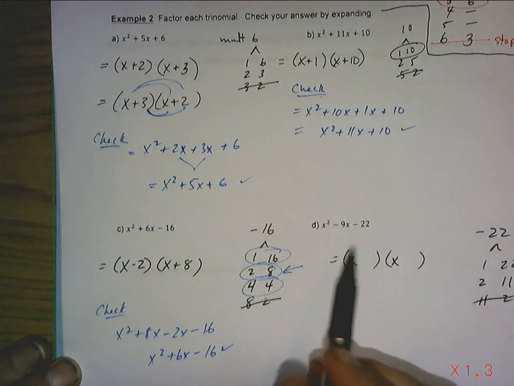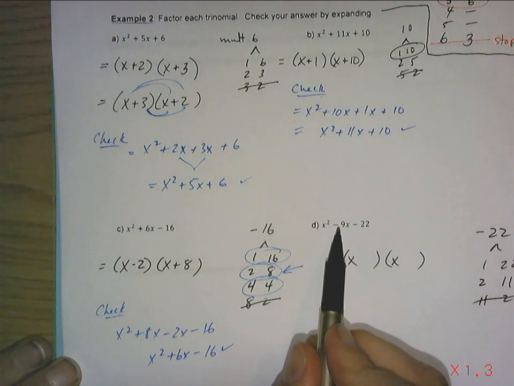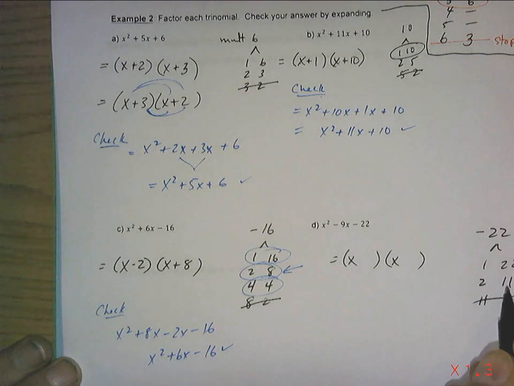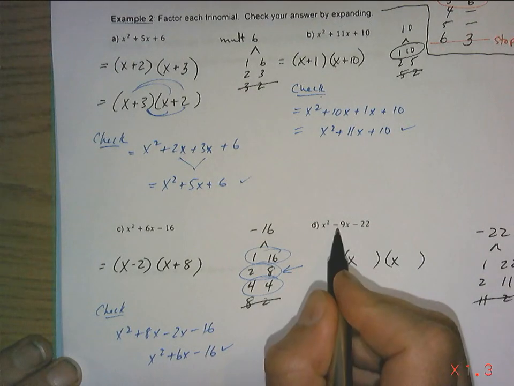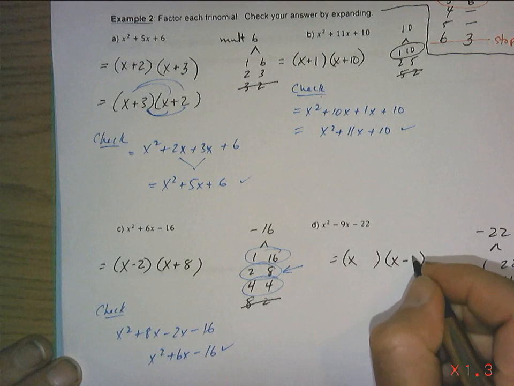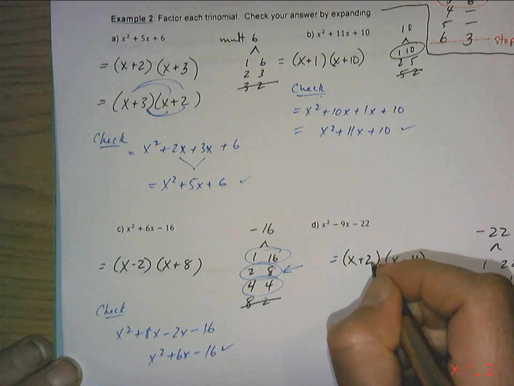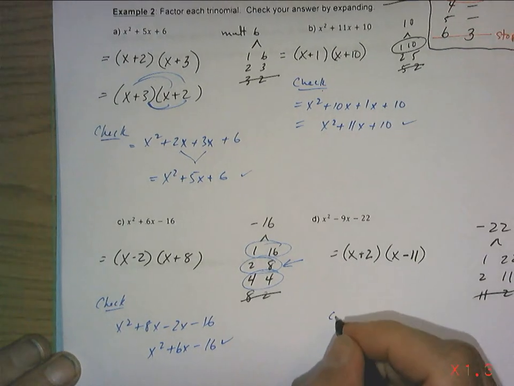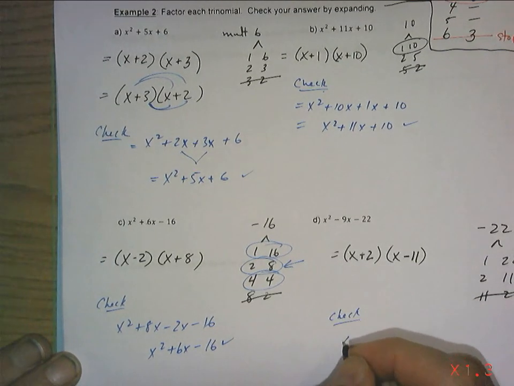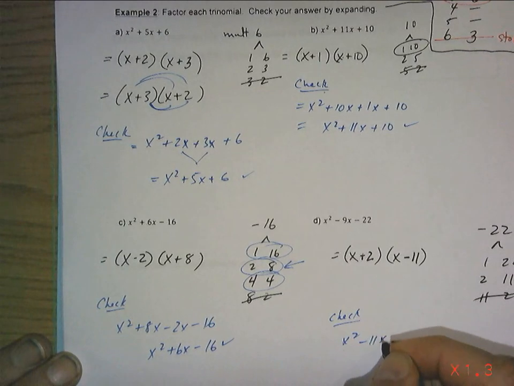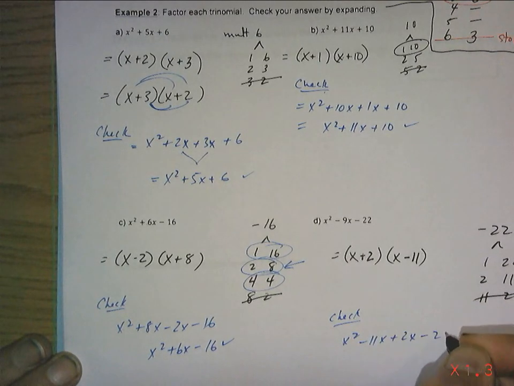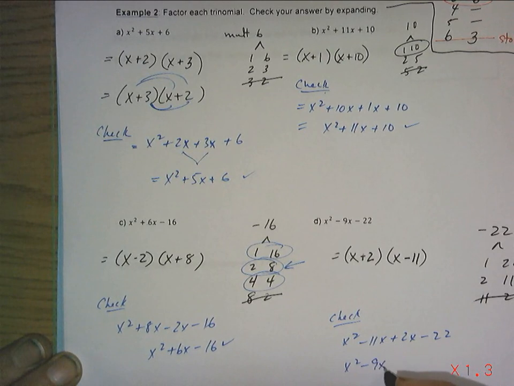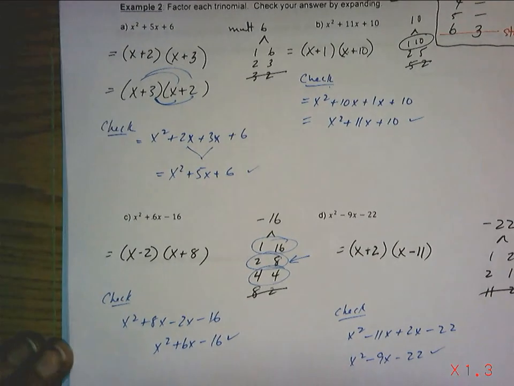Should be easy. I need them to go together to give negative 9. 2 and 11. The 2's got to be positive. The 11 has to be negative, though, to get that negative 9. So negative 11 and a positive 2. Let's do a check. X times x should be x squared. Negative 11x, positive 2x, negative 22. That should be negative 9x minus 22, and it's correct.